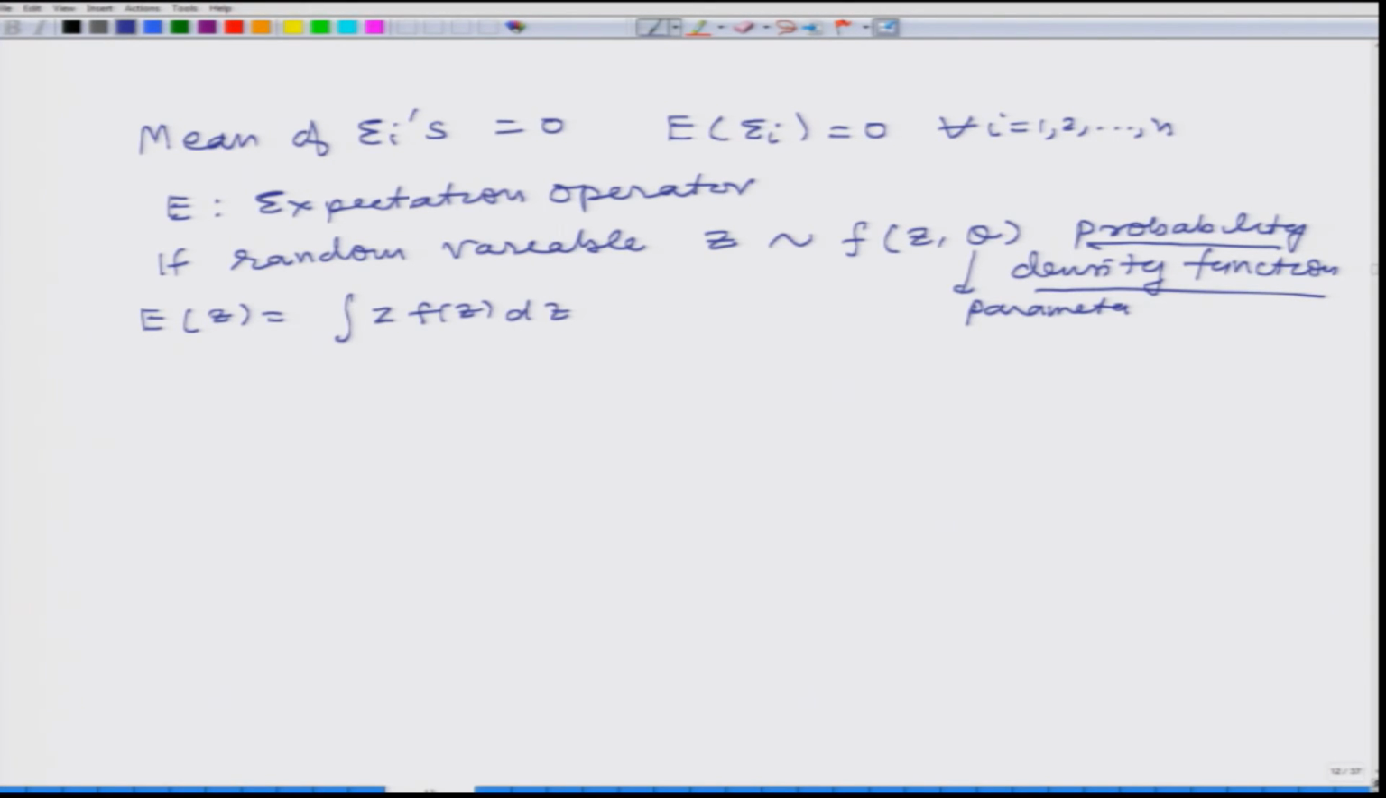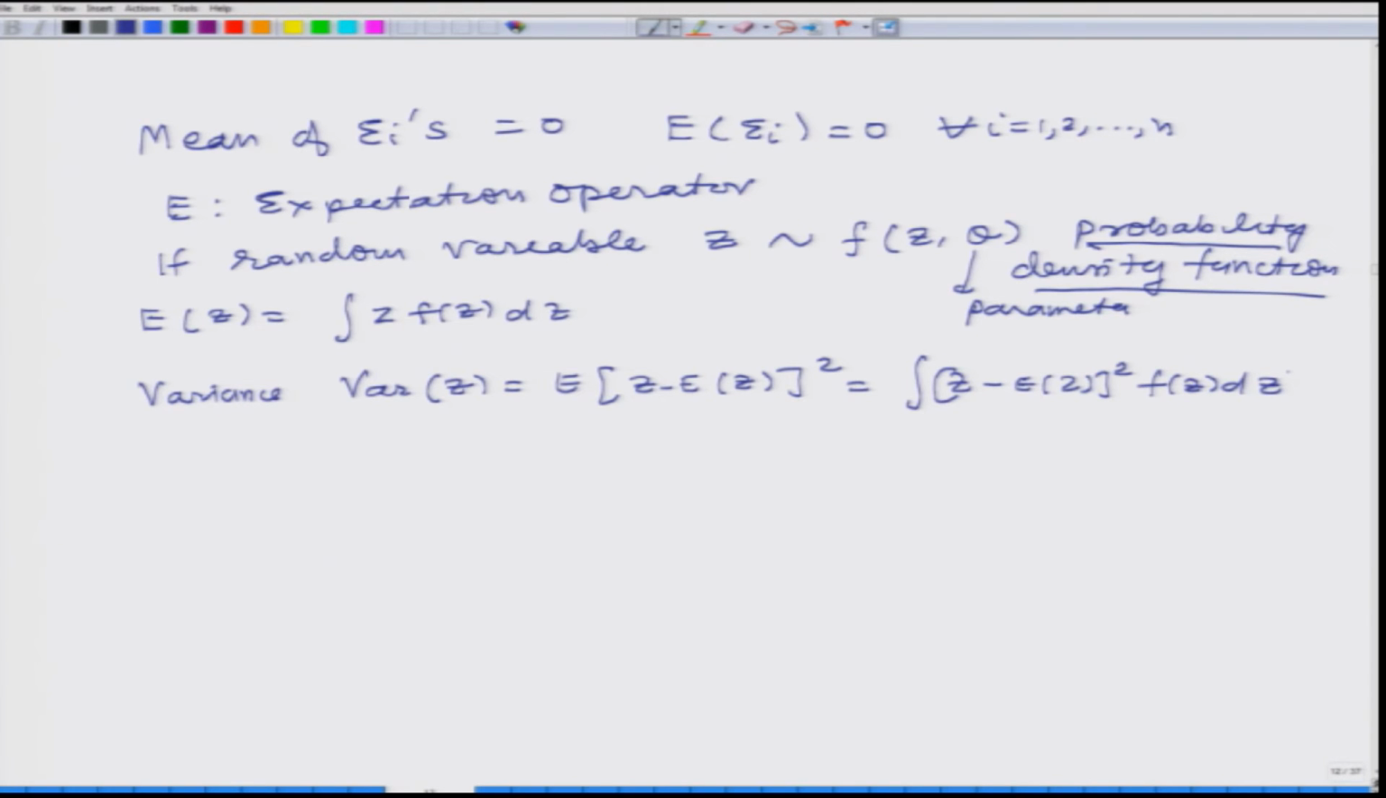Similarly, at the same point I can also tell you how we define the variance. We denote it by VAR, variance of z. This is defined as the expected value of z minus expected value of z, whole square. So, this is nothing but the integral of z minus expected value of z, whole square, f z dz, and the integral is over the range of random variable z. So, this is how we define expectation and variance.